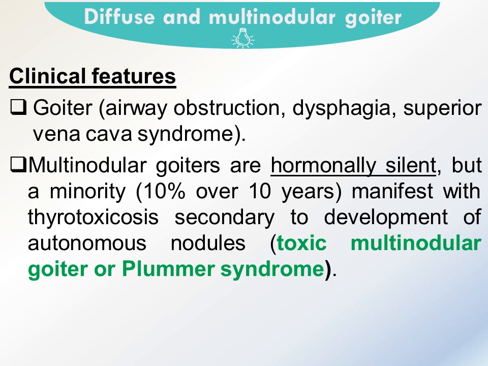Multinodular goiters typically are hormonally silent, but a minority, about 10% over 10 years, manifest with thyrotoxicosis secondary to the development of autonomous nodules that produce thyroid hormone independent of TSH stimulation. This condition, known as toxic multinodular goiter or Plummer syndrome, is not accompanied by the infiltrative ophthalmopathy and dermopathy of Graves' disease associated thyrotoxicosis.